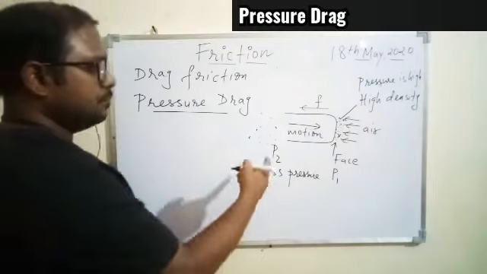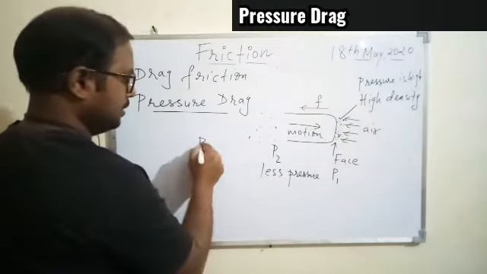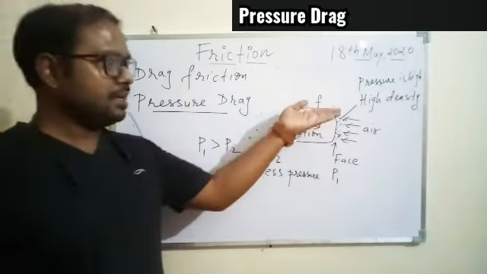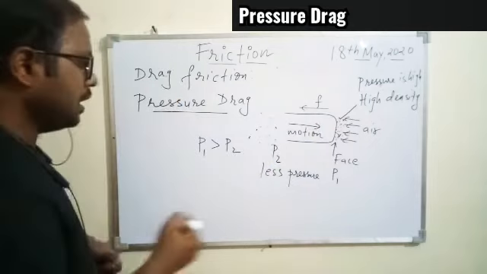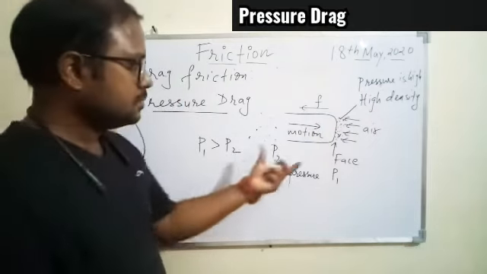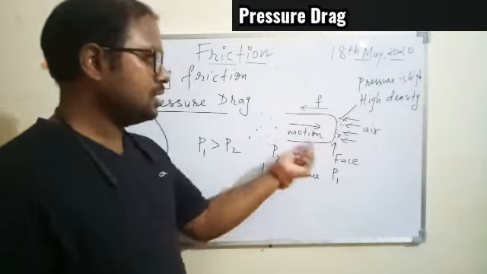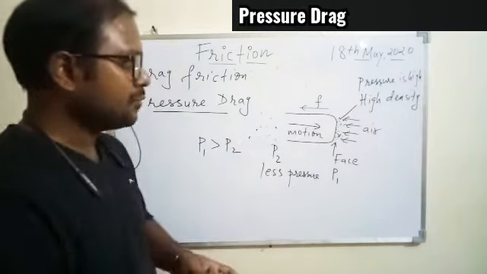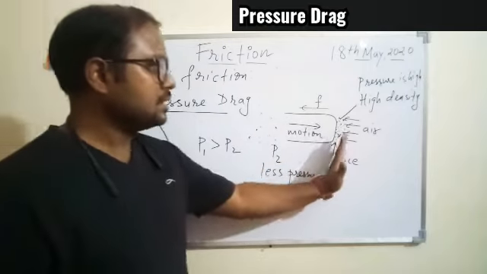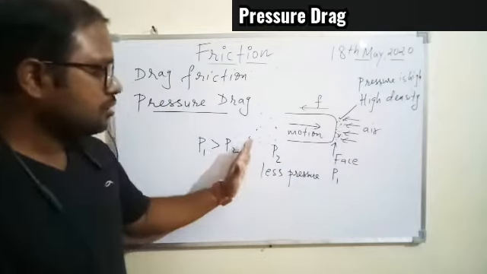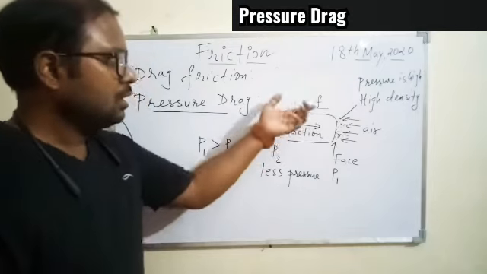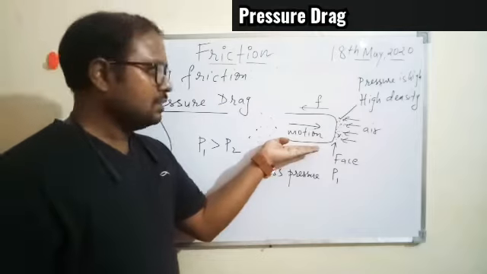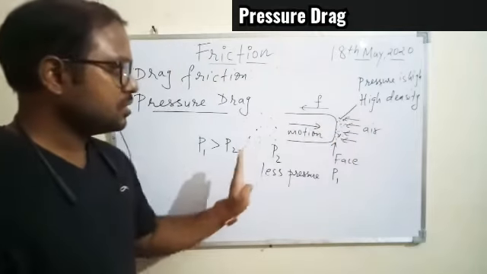So we can say P1 is greater than P2. P1 is high, P2 is low, and if any object is placed between high and low pressure, the object gets a force that is from high to low. That is why it is getting a friction in the backward direction. Since at this point we have high pressure and at this point we have low pressure, a force will start acting opposite to the direction of motion. That is because of the difference in the pressure, high to low.